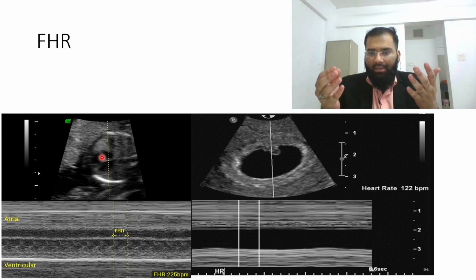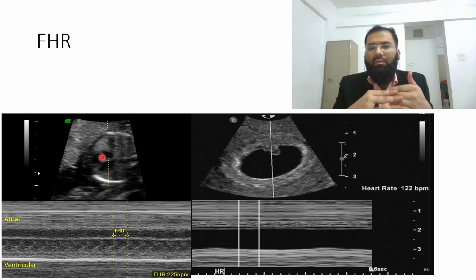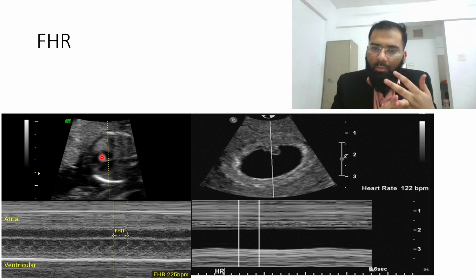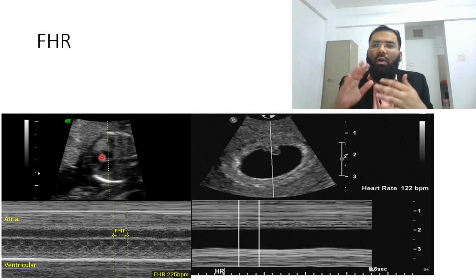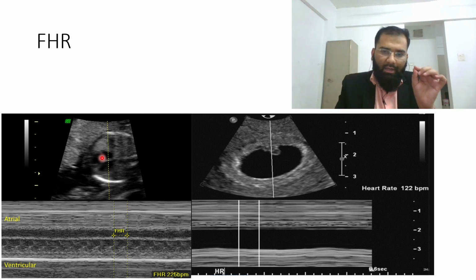Early in pregnancy, in the early phase of pregnancy, we do not use color, very important, and we try to avoid Doppler. What we use is M mode. So we place the M mode cursor over the cardiac region and we look for this undulation.